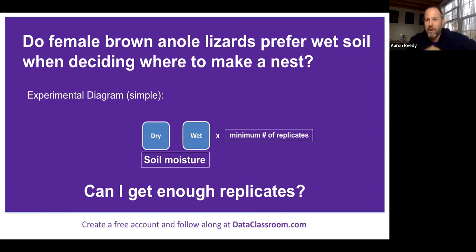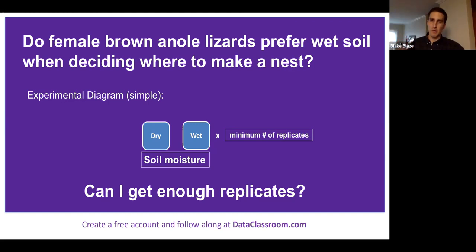And then go ahead, Blake. What would a good minimum number of replicates be? I know there's no hard and fast answer, but if there's something that you had to use to help a student realize that maybe their research question wasn't narrow enough, what would you use there?